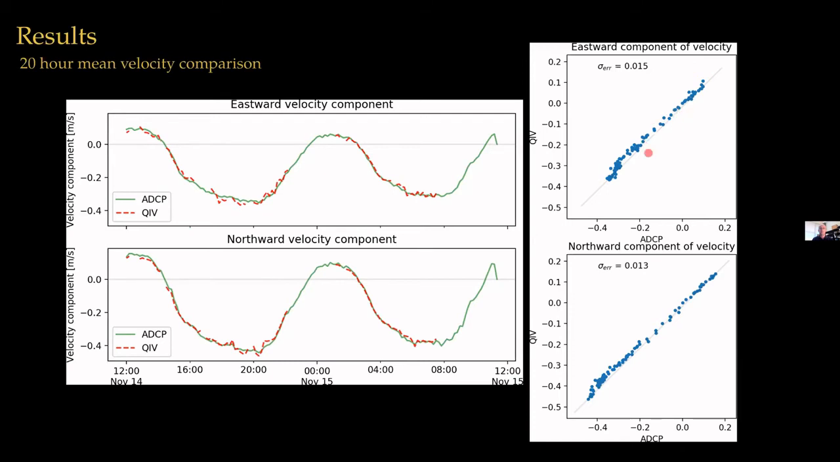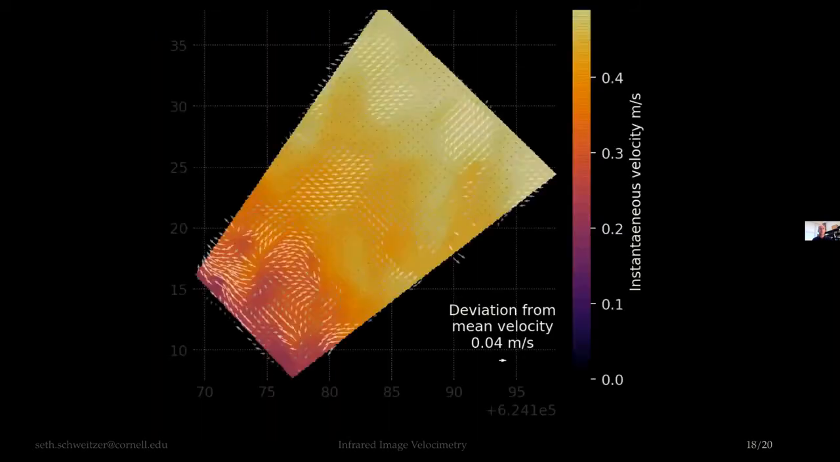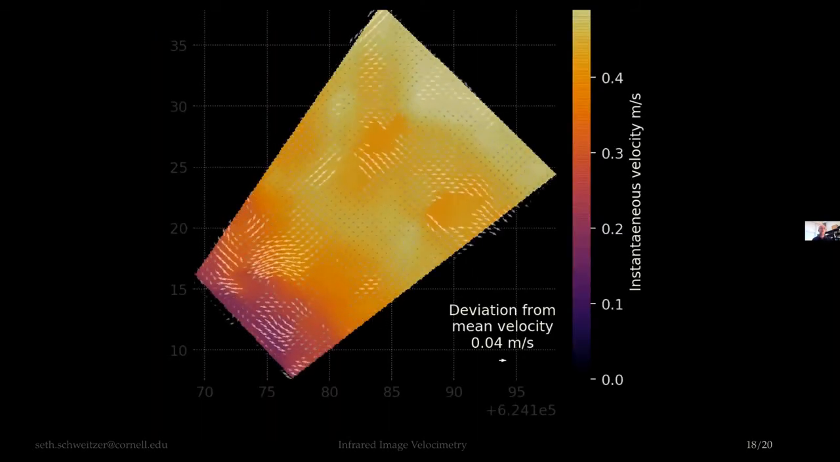This is corrected by an alpha factor of, I think it was 0.88 in this case, but it's the same factor for this entire period of time. This little gap here is just because of some equipment issues. Instantaneous velocity comparison, Todd talked a lot about this, so I'm just putting it up there. And then finally, this is our rectified 2D flow field.